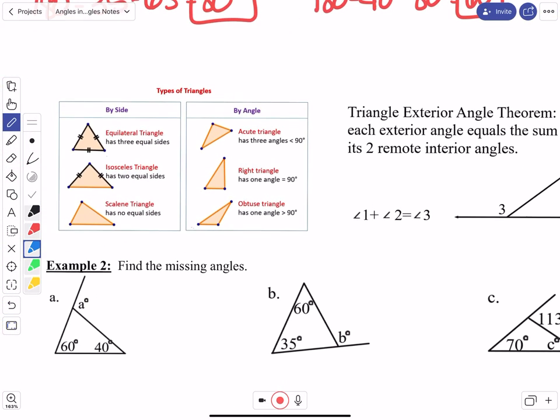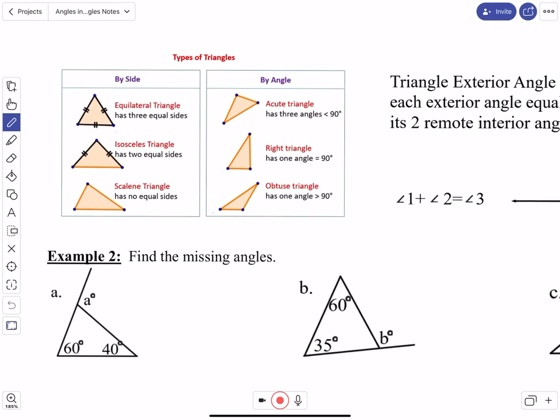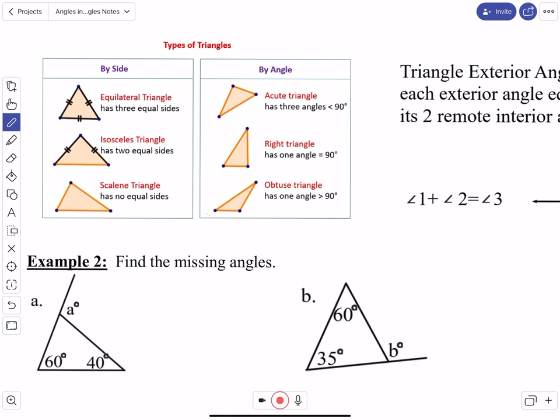Now, let's talk about types of triangles. We can categorize triangles by either their sides or their angles. The first way, by sides, is equilateral, and that means that all three sides are equal. A lot of the times you'll see little markings through the sides, like 2 marks, 2 marks, 2 marks. However many marks you see, it just means those sides are equal, so equilateral. We also have isosceles, which means 2 sides are equal. And we have scalene, which would be no sides are equal.